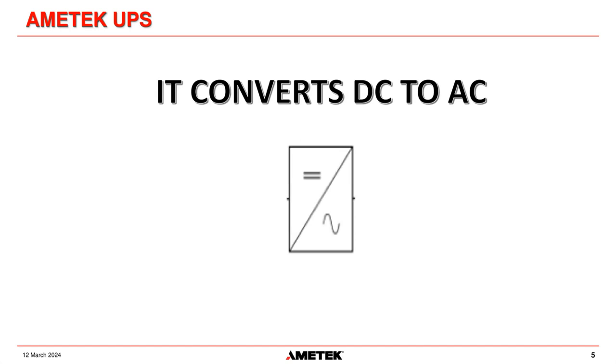And then we can also create different voltages quite easily. So that is the basics of what an inverter does. It converts DC into AC.